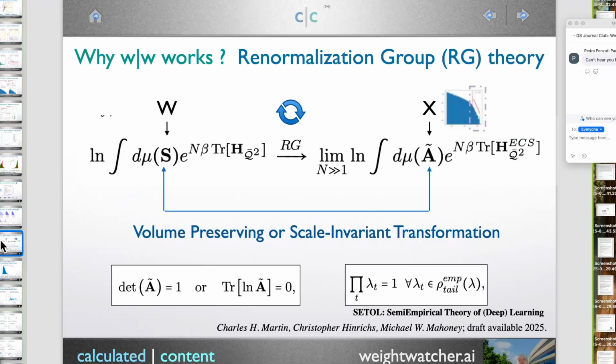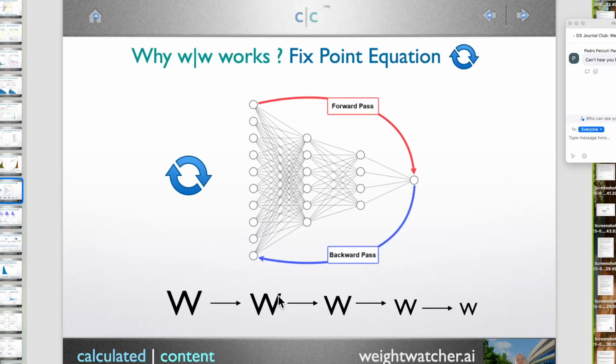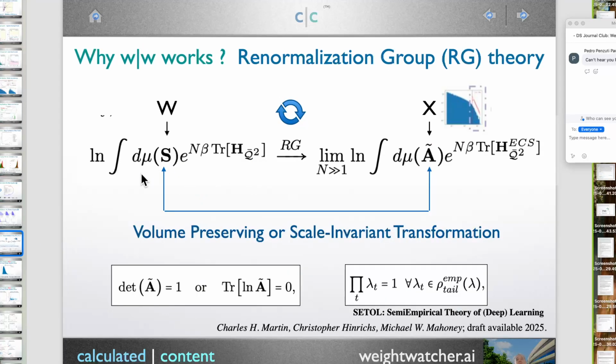This is associated with something in physics called renormalization group. As you're going through this series of transformations, the system eventually reaches a fixed point. The fixed point is described by this renormalization group equation, or in the paper, it's called a trace log condition. You can imagine there's a student-teacher model, so we call the weight matrix S and the correlation matrix A. This is just W transpose W.